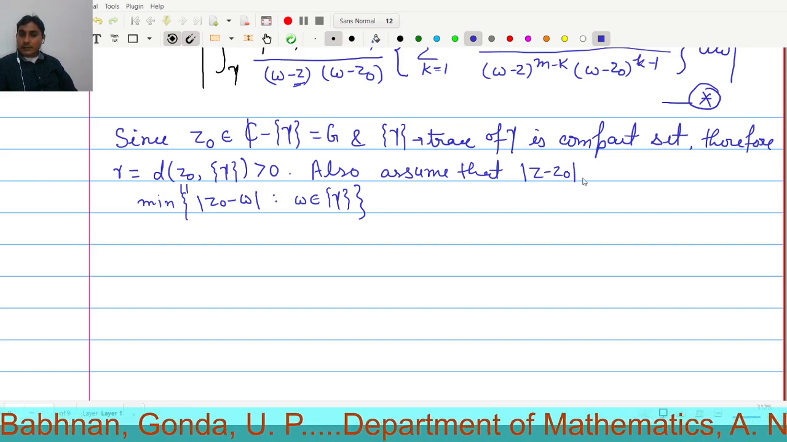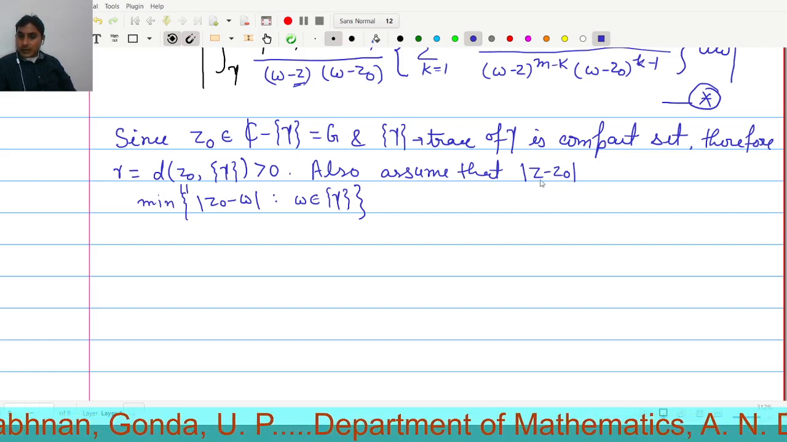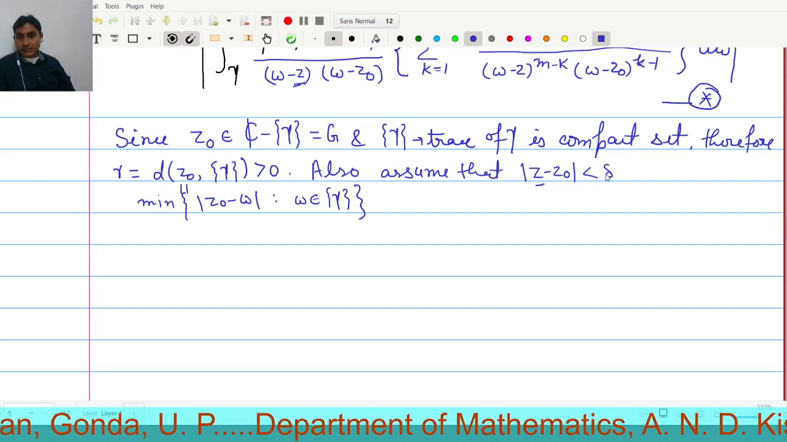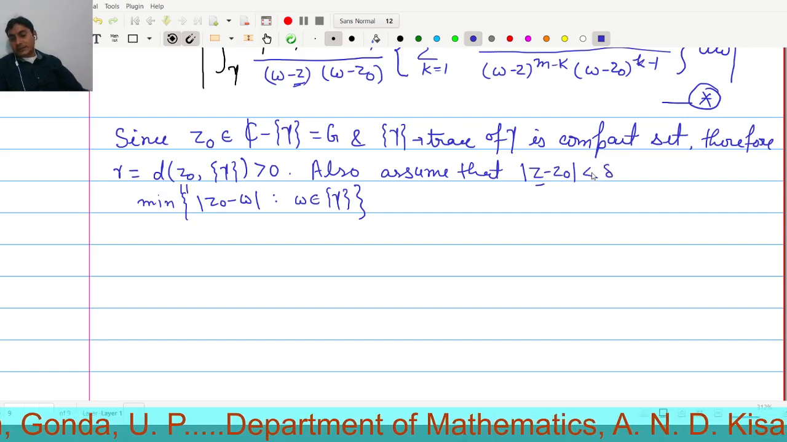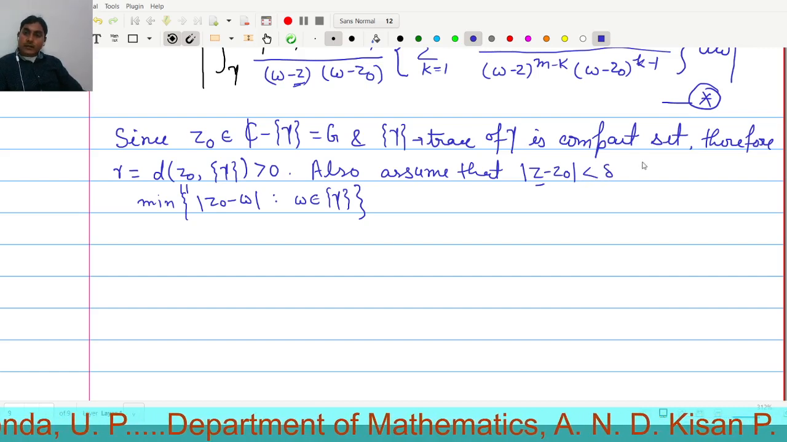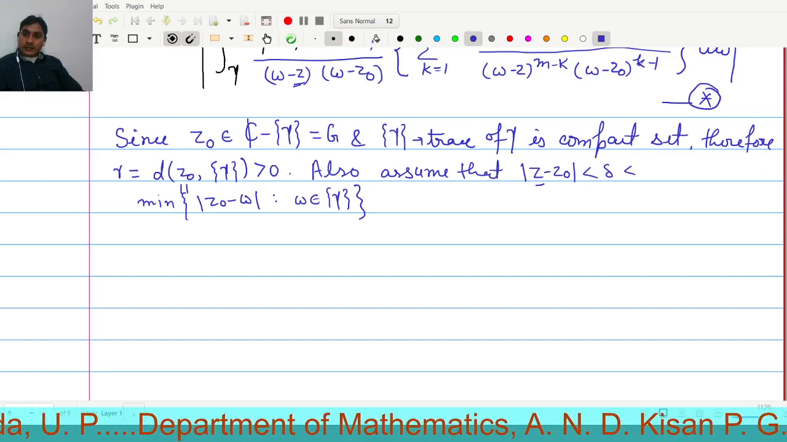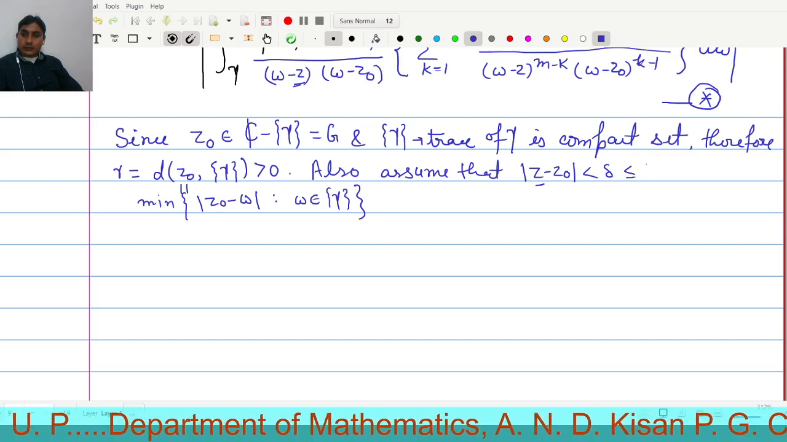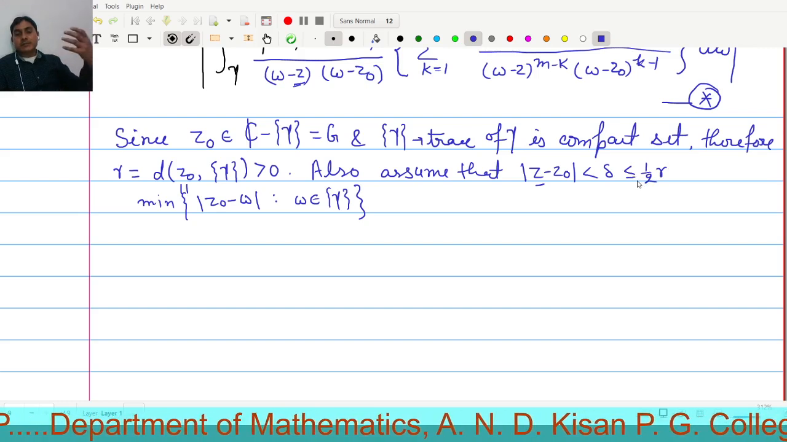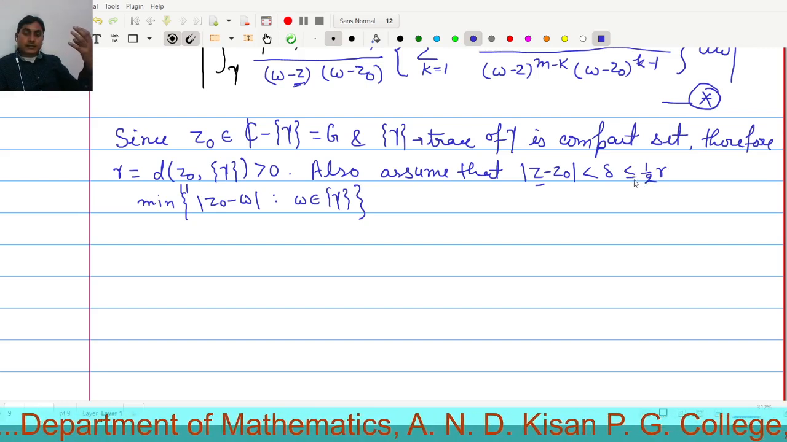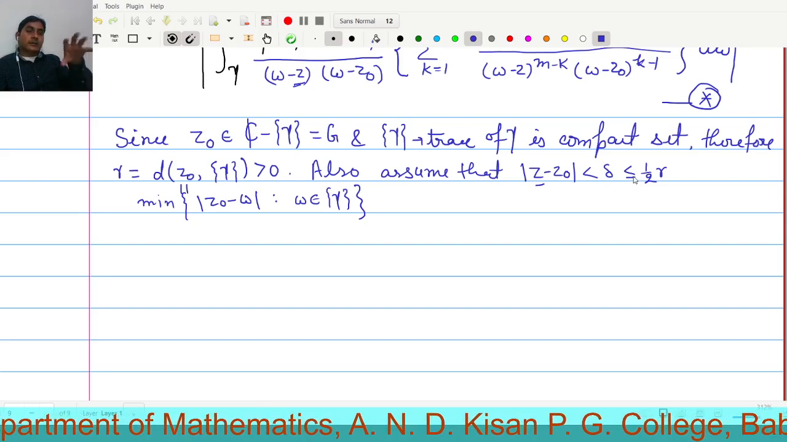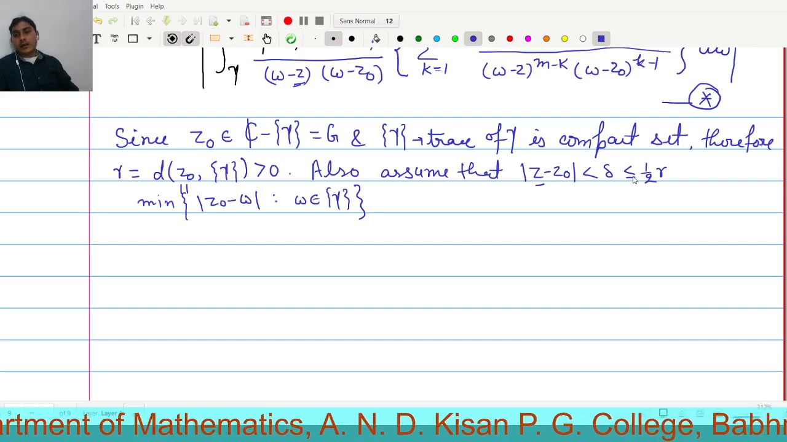So this is the definition of this particular thing. Here I am assuming our Z is close to Z naught, and suppose that this is less than or equal to R by 2. It means Z is inside the disk of radius R by 2.